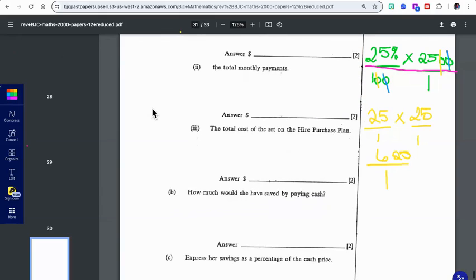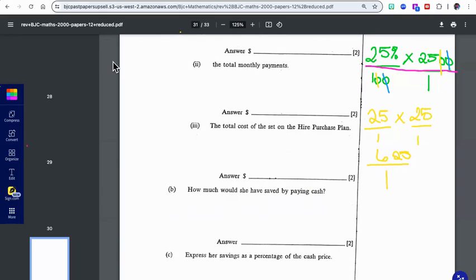So that's the first question. The amount of the deposit will be 625. If you have any questions about that, you can let me know. I'll say it again. The deposit is always, if it's in cash form or percent form, of the cash price. And you're just finding the percent of an amount. So 625 there. Now, the total monthly payments.